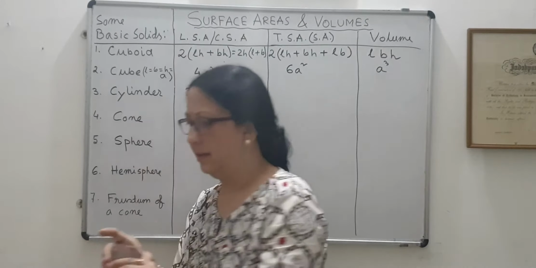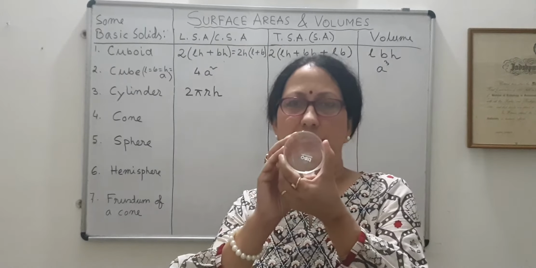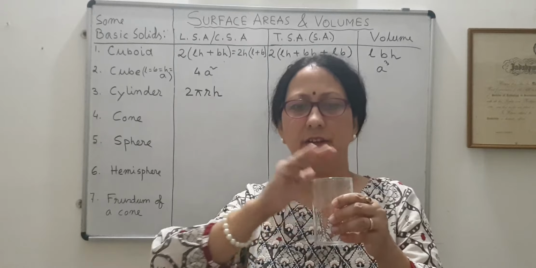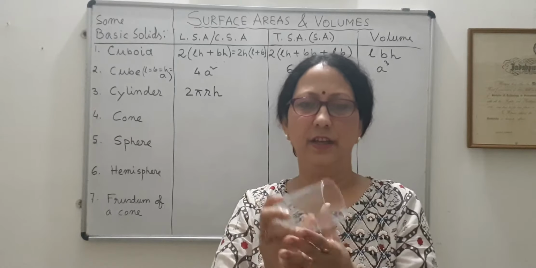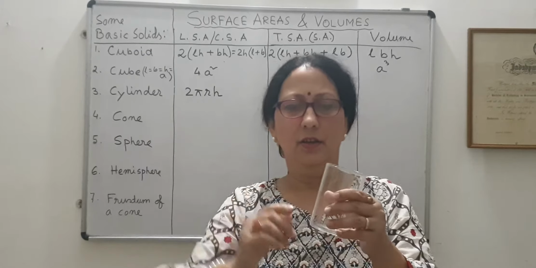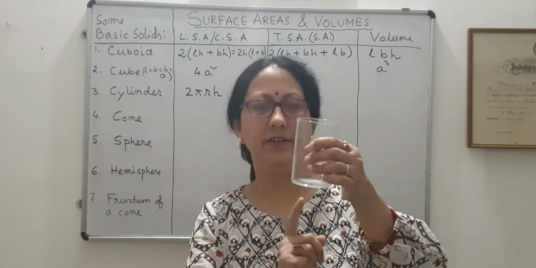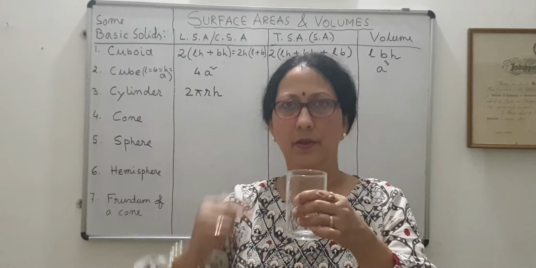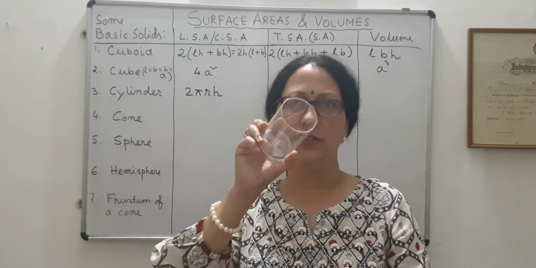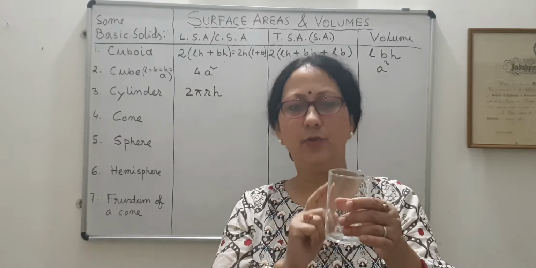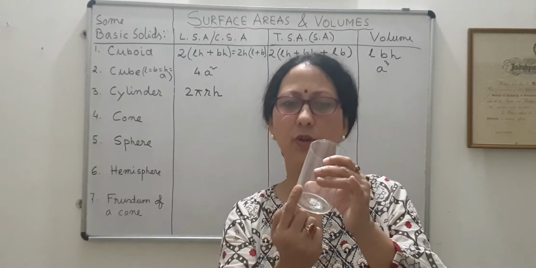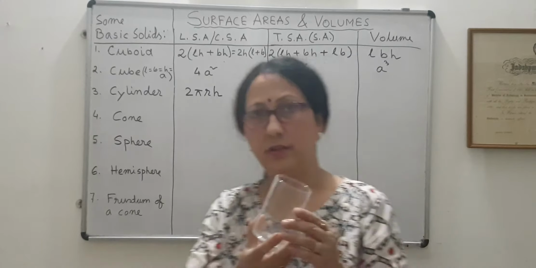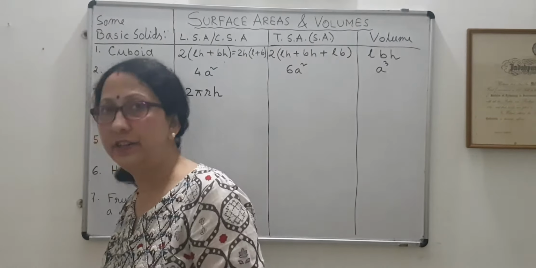Now again, one thing. This is a hollow cylinder, as you see, it's a glass, so it is a hollow container. But if I consider a solid, then there will be a top area. So in that case, for a solid cylinder, the total surface area will be CSA plus base area plus top area. Whereas for a hollow cylinder, which is a container glass, the total surface area will be CSA plus only one base area.